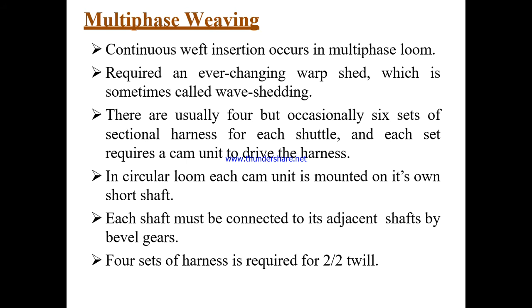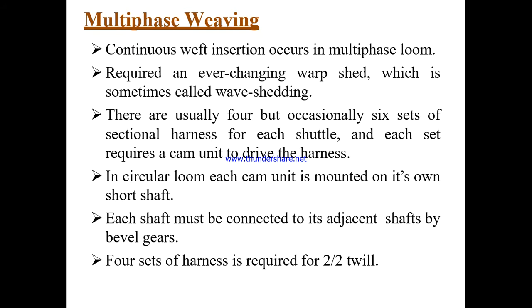So it requires an ever-changing warp shed. The warp sheds will change always. That means the lowering and raising of the warp shed is a continuous process. The shed will form always, and shed interchange will be done always, because the picking here is continuous. The picking cycle occurs throughout the loom cycle, throughout the 360-degree angular cycle of the loom operation, which is sometimes called wave shedding.